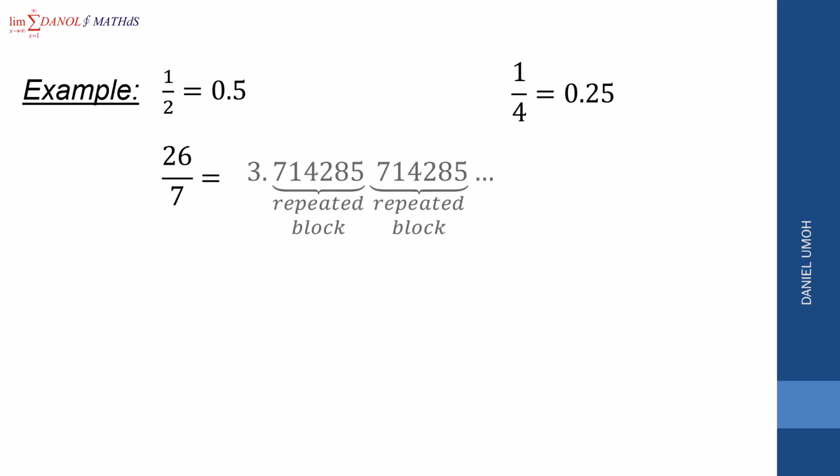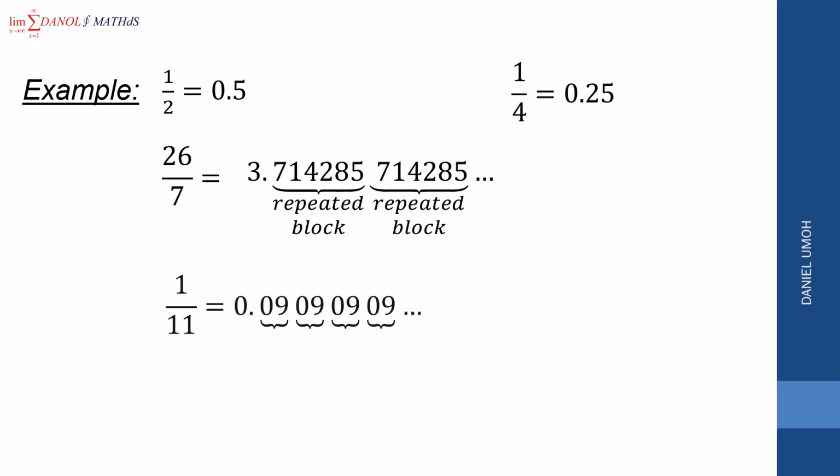26 over 7 in your calculator or computer will give you 3.714285 714285. Now you can see that there are repeated blocks here. That is how it continues. So I want you to note that rational numbers are a set of numbers that, if they do not terminate, usually have what we call a repeated block of numbers.